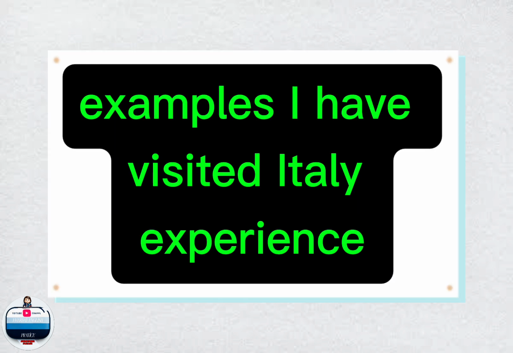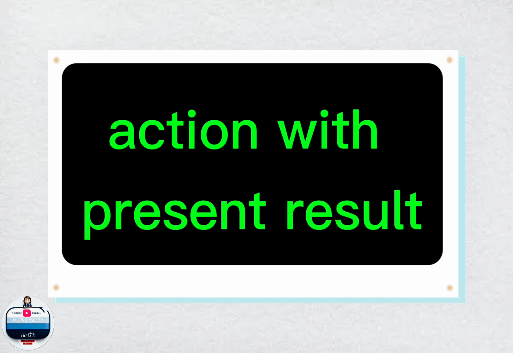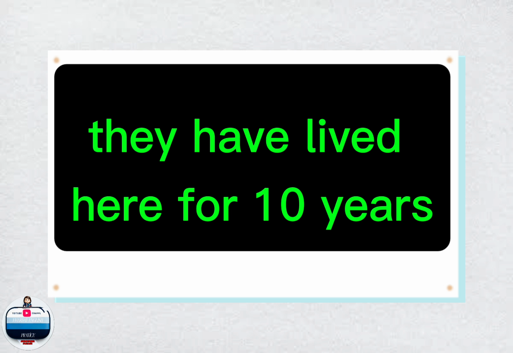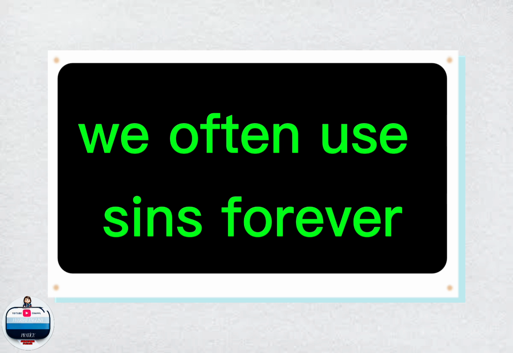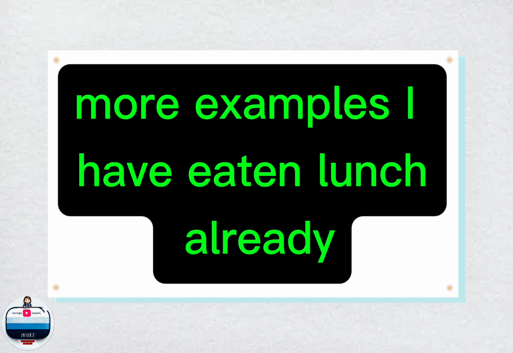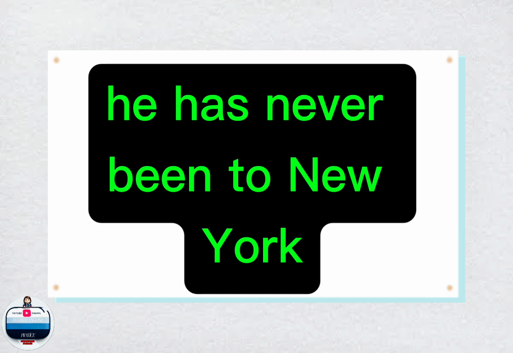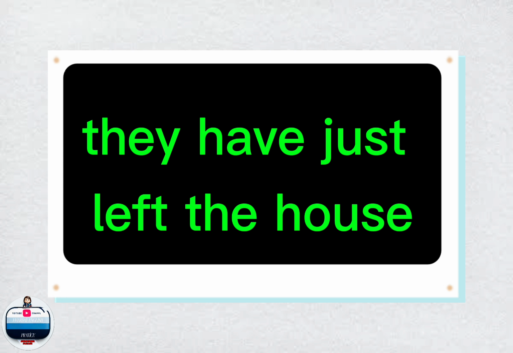Examples. I have visited Italy. Experience. She has just finished her homework. Action with present result. They have lived here for 10 years. Action continuing to the present. We often use since, for, ever, never, just, and already with the present perfect tense. More examples. I have eaten lunch already. He has never been to New York. We have known each other for a long time. They have just left the house.